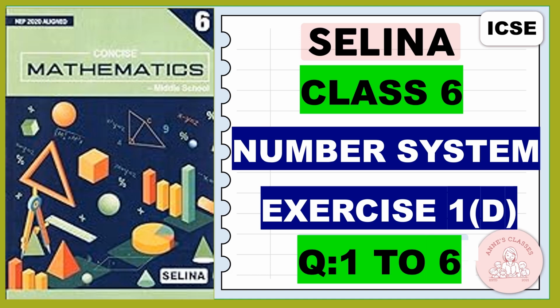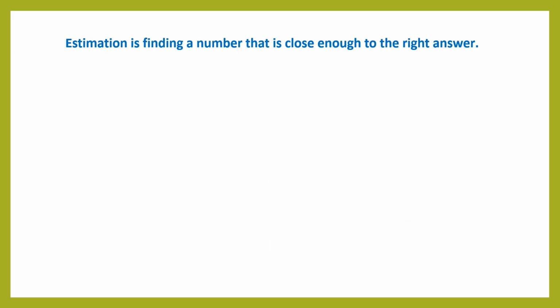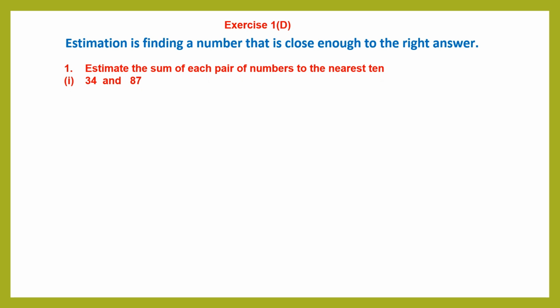Let's do number system exercise 1D. Estimation is finding a number that is close enough to the right answer but not the exact answer. First question here, estimate the sum of each pair of numbers. Sum of each pair of numbers to the nearest 10.